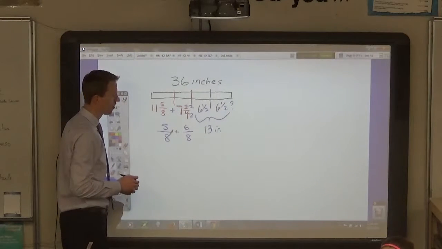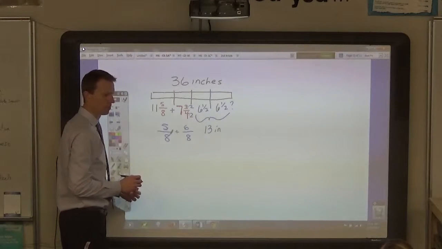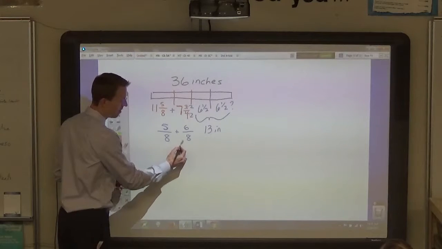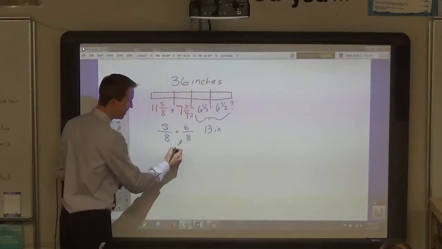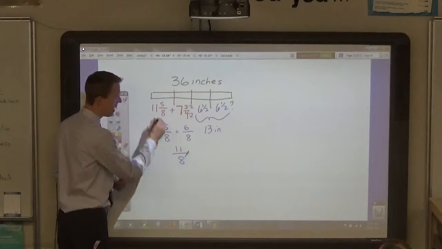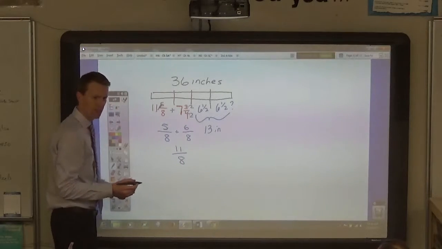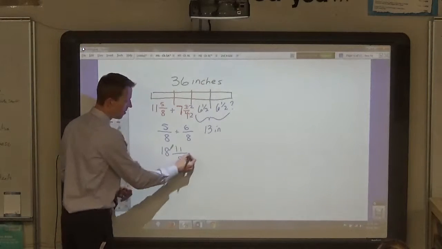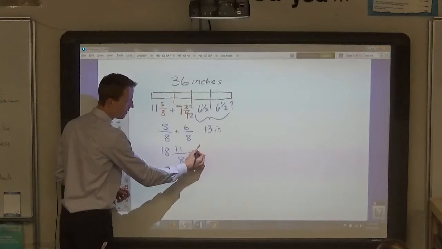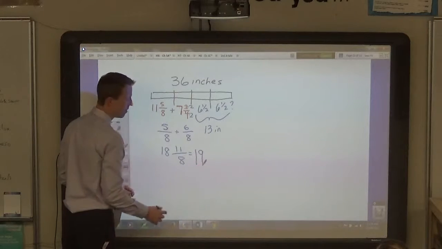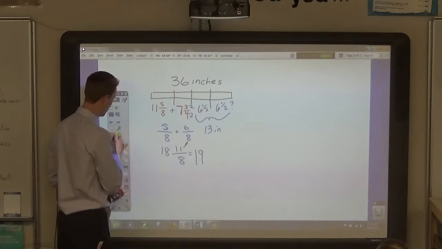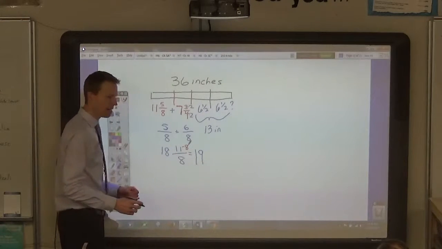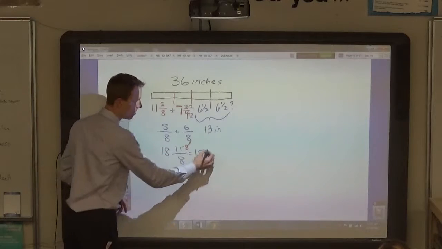Now what? 5 plus 6 is 11. Yeah, 11/8. And 11 and 7 is 18, which is really 19. What's the remainder? Because we take away a whole 8/8. So it's 3/8.